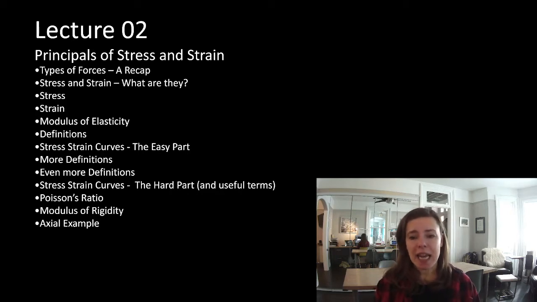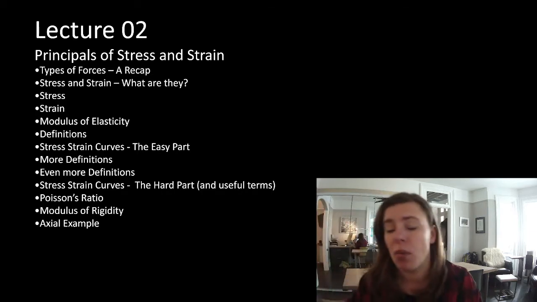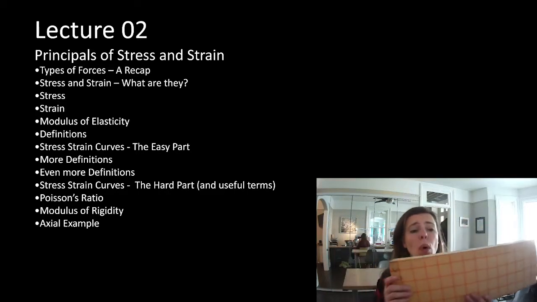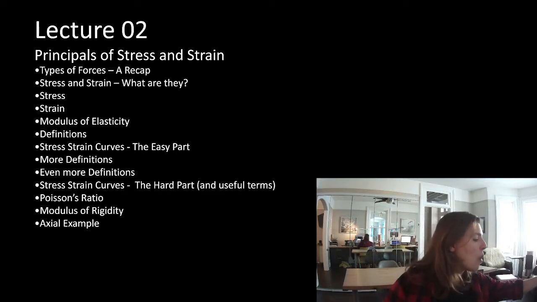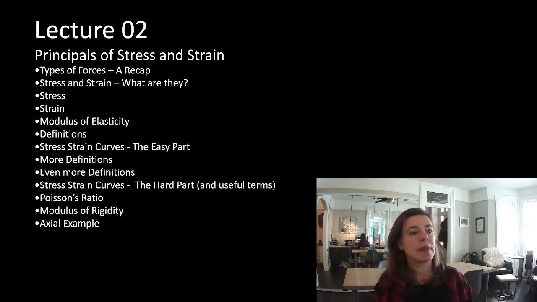So in today's lecture, we're going to talk about the principles of stress and strain. And it's the easiest to talk about in axial applications. What we're going to be talking about is an elemental block within our big object. And that's really what stress and strain is about. We're going to introduce a bunch of new things that you've probably heard the terms, but maybe aren't quite sure how they fit into what we're doing here.